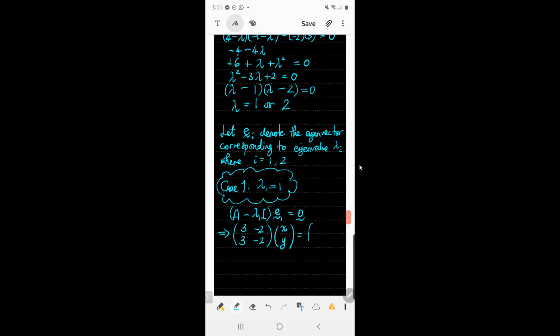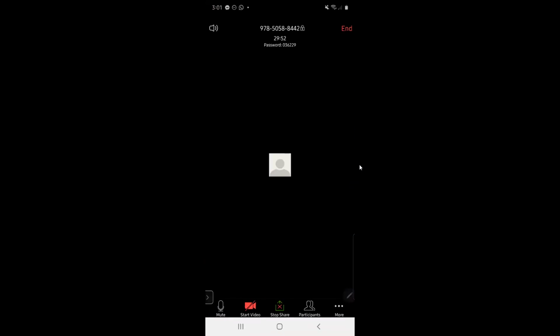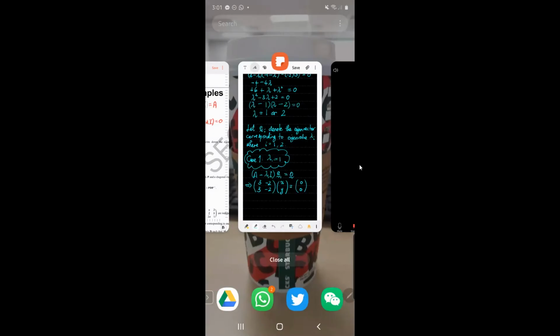This is equal to 0, 0. 0 vector means 0, 0. Okay. So now, how much time left? Okay. Should be able to complete this one.